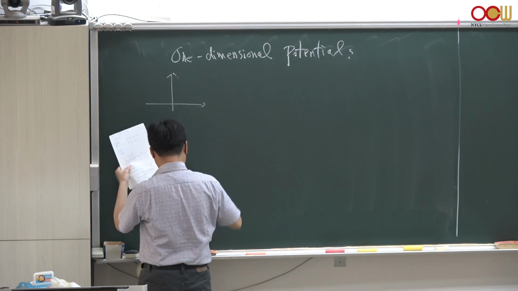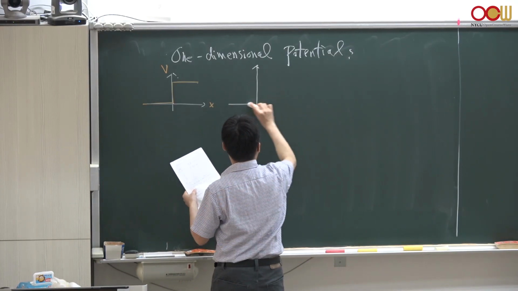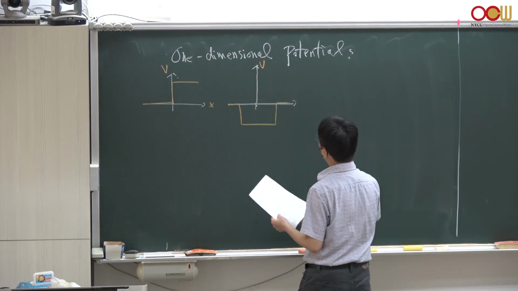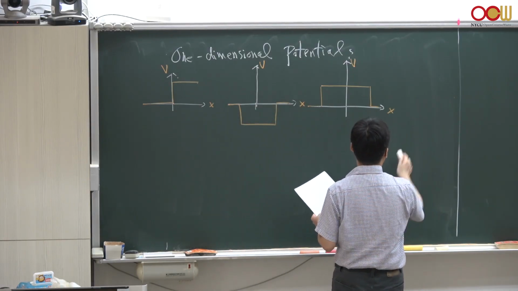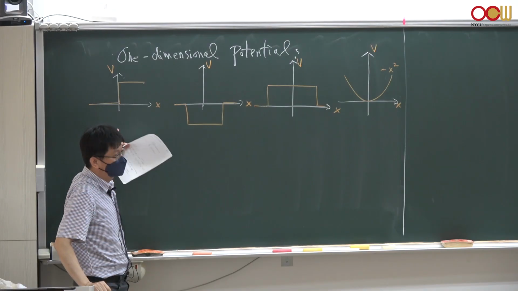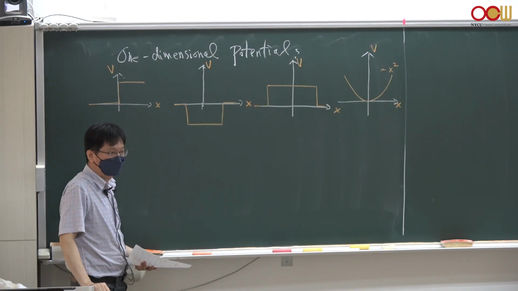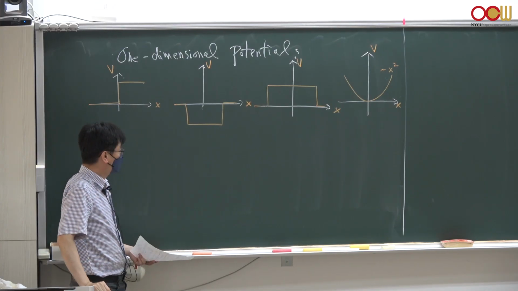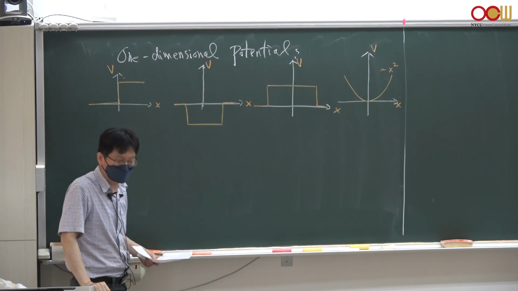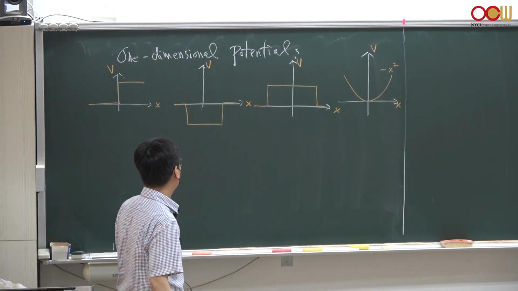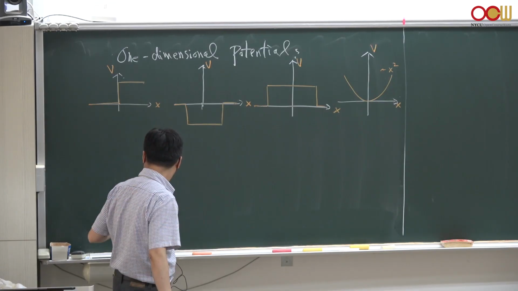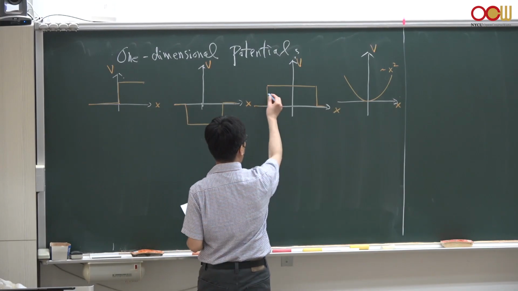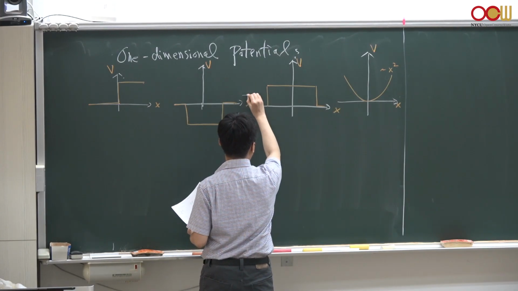For example, potential steps and potential wells and potential barriers, and also harmonic oscillator potentials. These are fundamental one-dimensional potentials that we could solve by solving the Schrödinger equation easily. So there is a lot of new physics that can be learned from solving these potentials. So let me just highlight two important physics. One thing is so-called quantum tunneling.